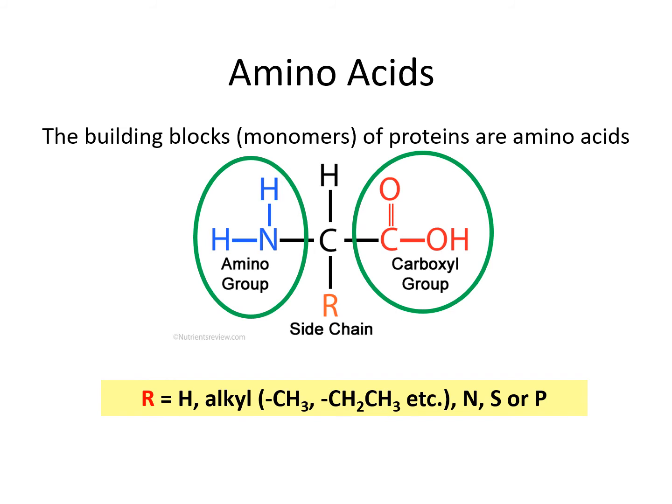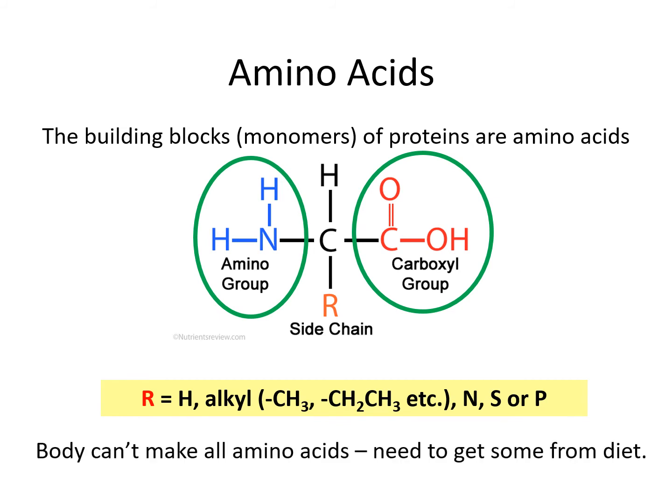Thankfully, we don't have to remember all of the different structures of the amino acids. And then finally, the central part there, that central carbon, is always attached to a hydrogen, which in this case comes vertically up. We cannot make all of our amino acids. Our body can make most of them. It can make 11 of the 20, but we need to get some of them from our diet. And the ones that we get from our diet are known as the essential amino acids.